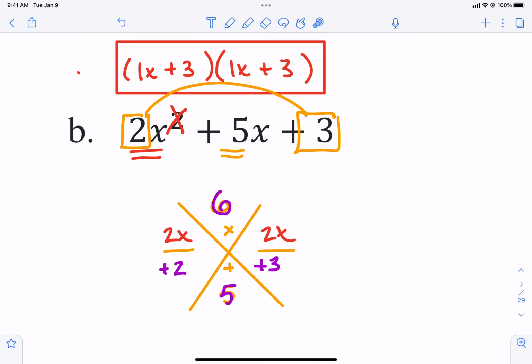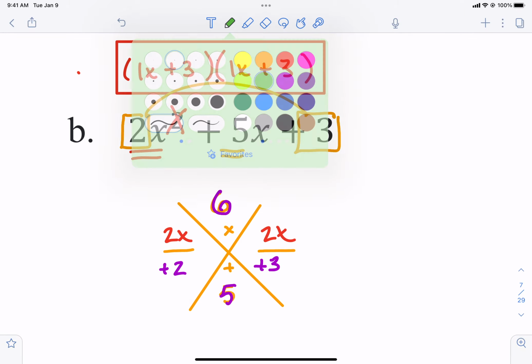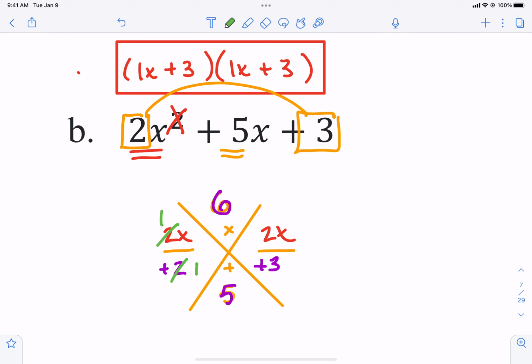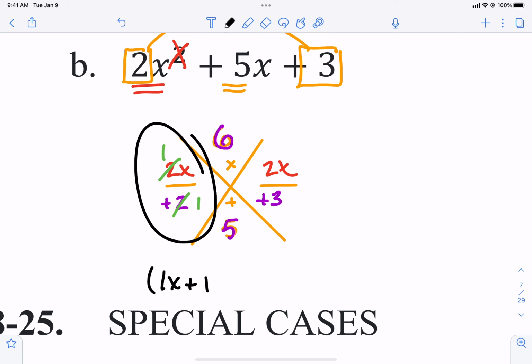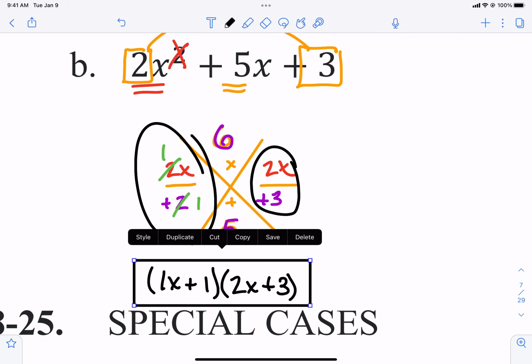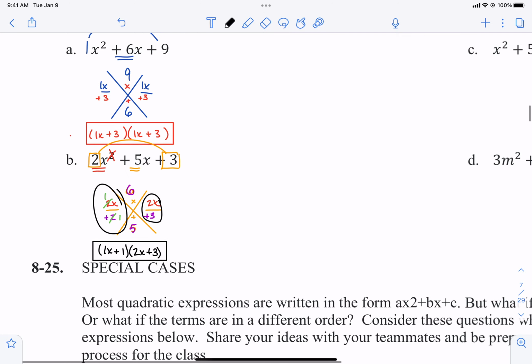Now remember, before we go any further and write down our factors, we have to make this very important check of reducing. So look at the 2 and the 2. We know 2 goes into 2 once, and 2 goes into 2 once, so we can reduce each of those. On the other side, we have 2x and 3, and the only number that goes into both of those is 1, so those ones can't be reduced. Meaning our final answer will be 1x plus 1, and then 2x plus 3. And just like that, we have the factored form of that quadratic expression.